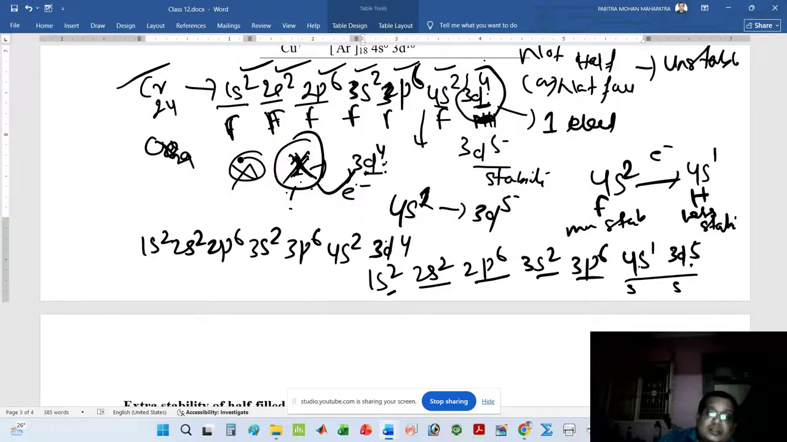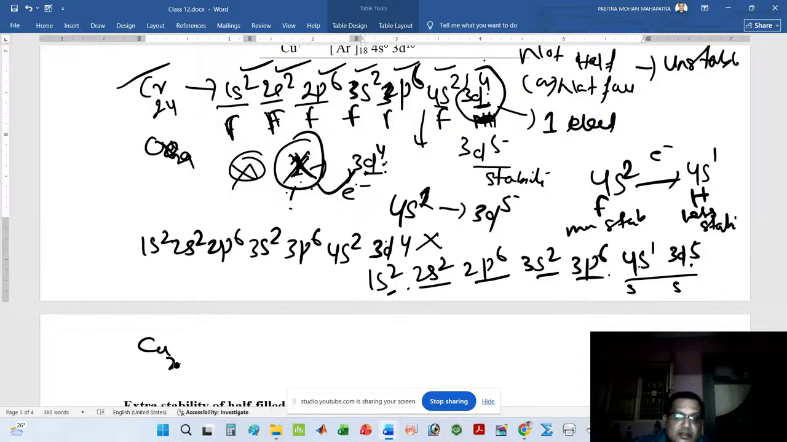So the corrected electron configuration of chromium is what? 1s2, 2s2, 2p6, 3s2, 3p6, 4s1, 3d5. You cannot write it like this. This is due to increase the stability.